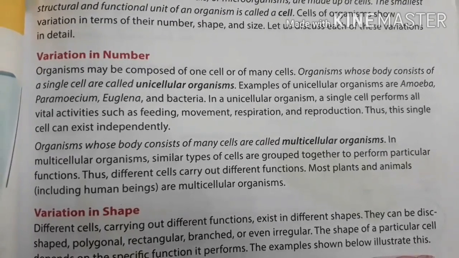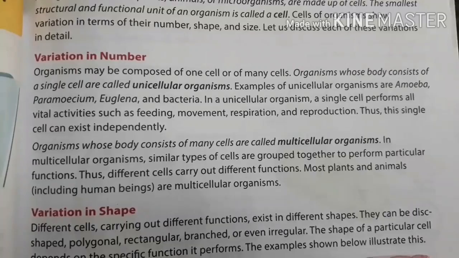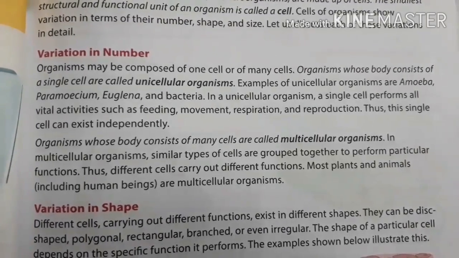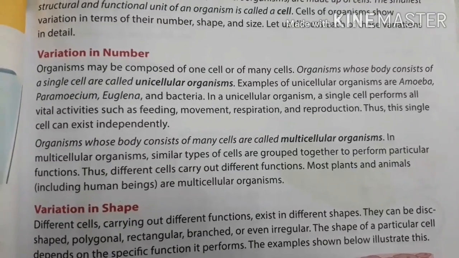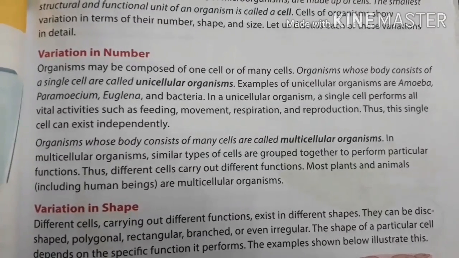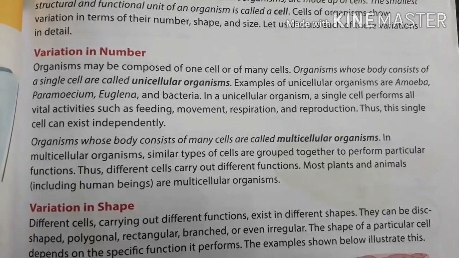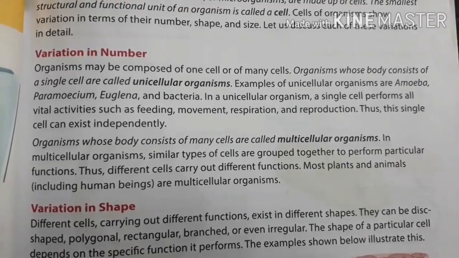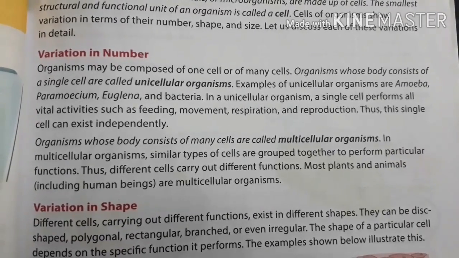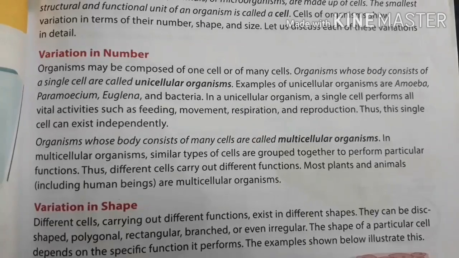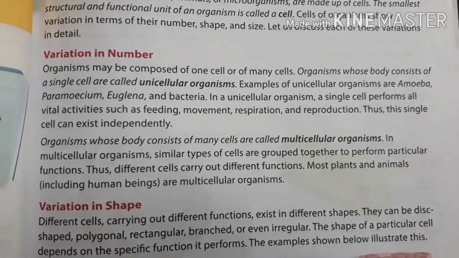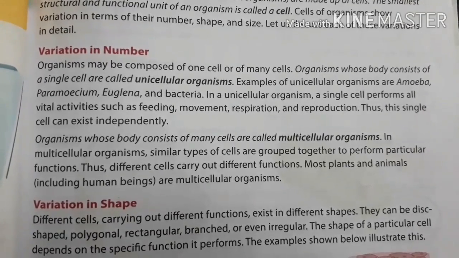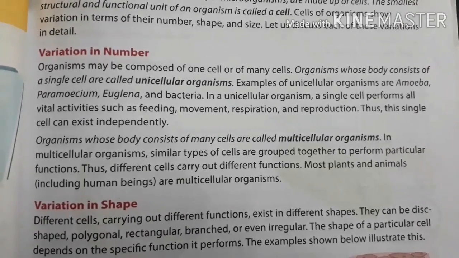An organism may be composed of one cell or many cells. An organism whose body consists of a single cell is called a unicellular organism. Examples of unicellular organisms are amoeba, paramecium, euglena and bacteria. You need to underline these names, because you may be asked to name some unicellular organisms.